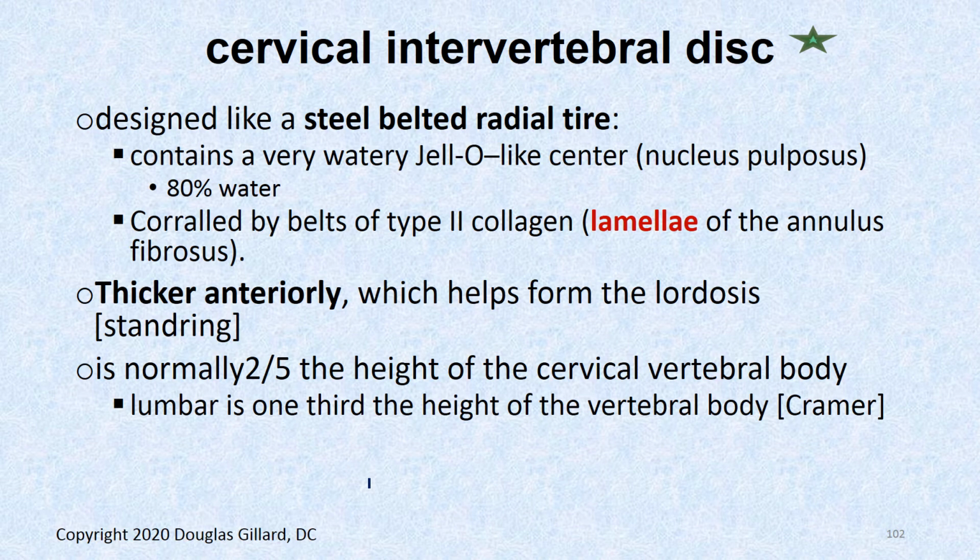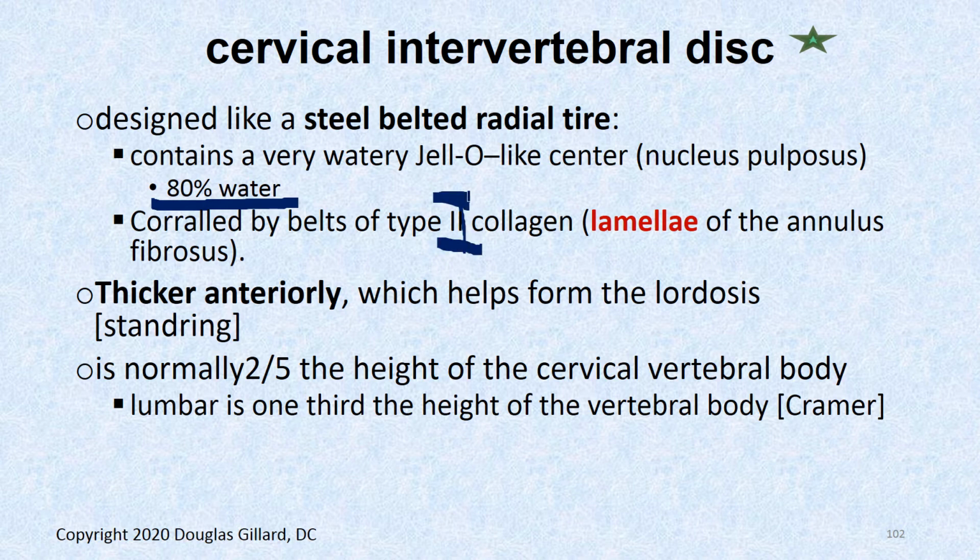And same deal as before. They're designed like a steel-belted radial tire with an annulus fibrosus along the outside, corralling the watery nucleus pulposus. Remember, the nucleus pulposus is about 80% water. And it's corralled. The nucleus pulposus is made up of belts of type 1 collagen.